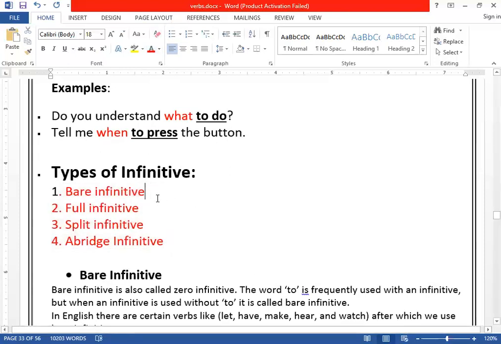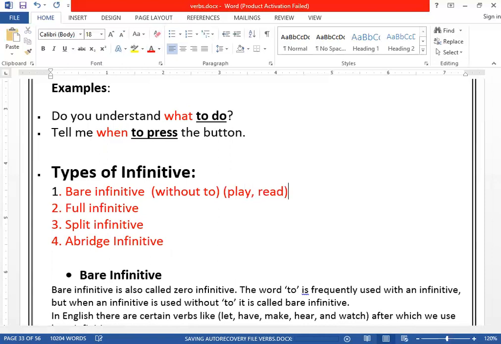Number 1, bare infinitive. Bare infinitive means without to. Like we can say play, read, etc. This is called bare infinitive. I'm going to explain it in more detail, but I want to give you a little hint.